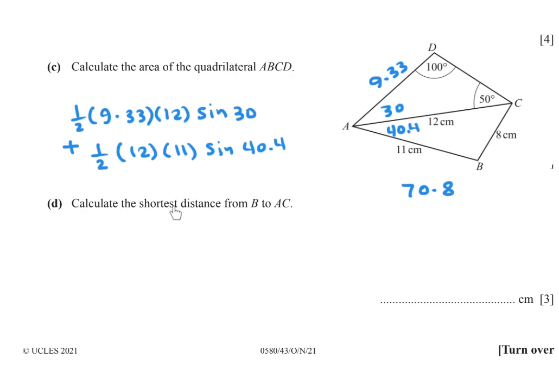D, calculate the shortest distance from B to AC. From B to AC, the shortest distance is the perpendicular distance. So we need to find this distance. Now we have a right angle triangle, I mean this triangle.